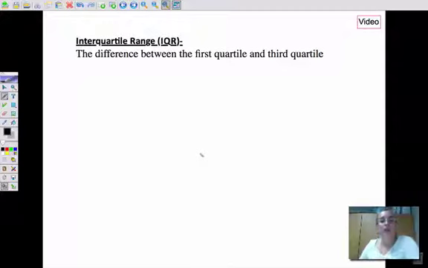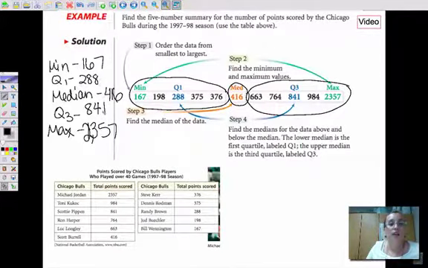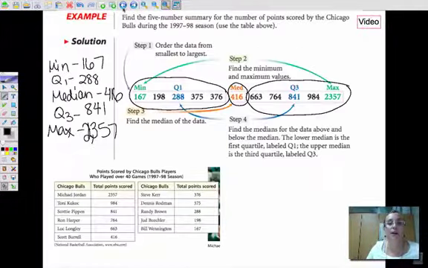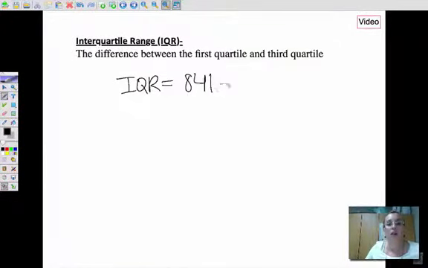range. So interquartile range is the difference between the first quartile and the third quartile. So that kind of just gives us a little bit of a piece of information about the range of the data. It tells us where most of the data lies because that would be about half of the data between the first and third quartile. So in this case, 841 minus 288, the interquartile range for that example, for the example about the Chicago Bulls, would be 841 minus 288, whatever that equals, okay?